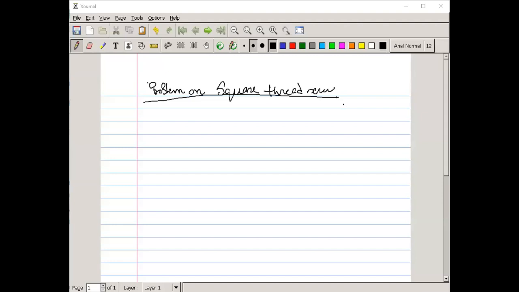The question is like that. Suppose a worm gear is there. Suppose one gear.